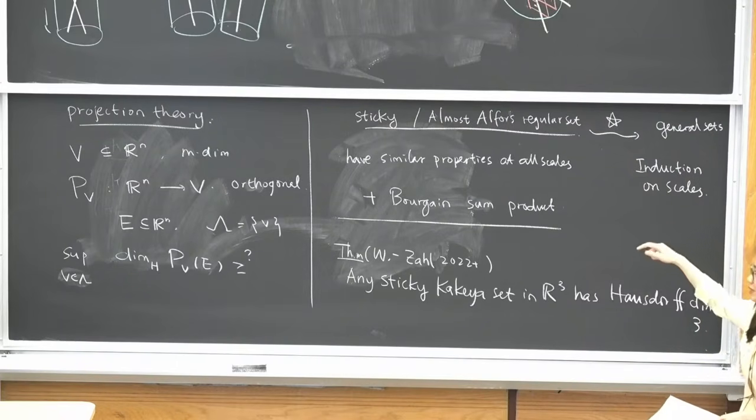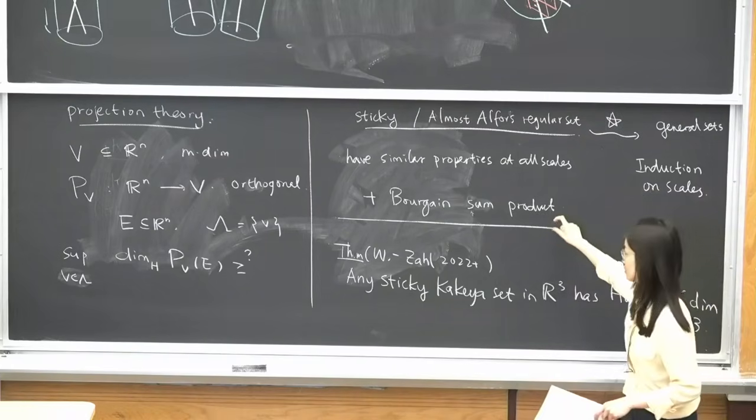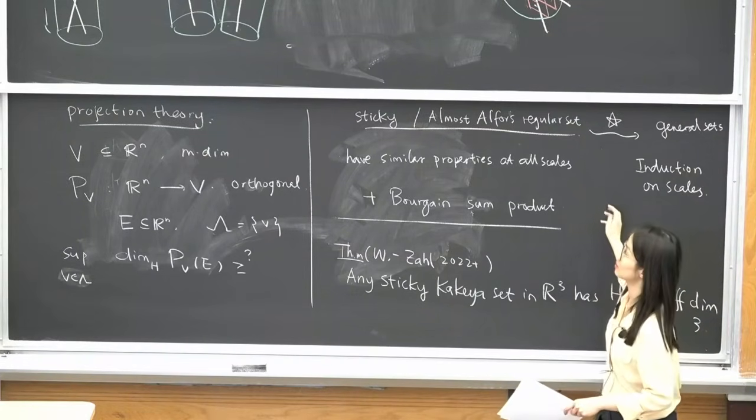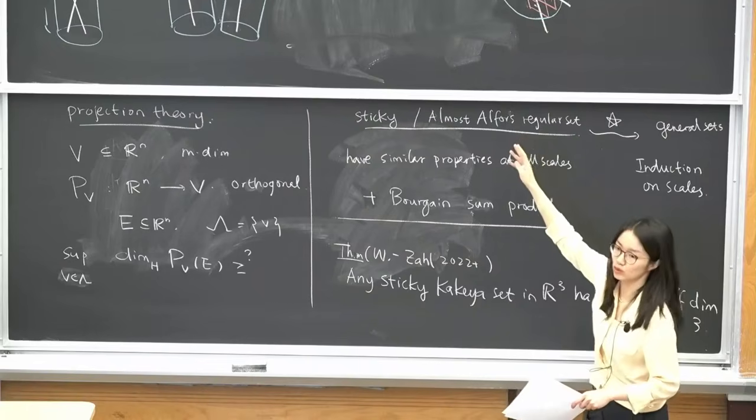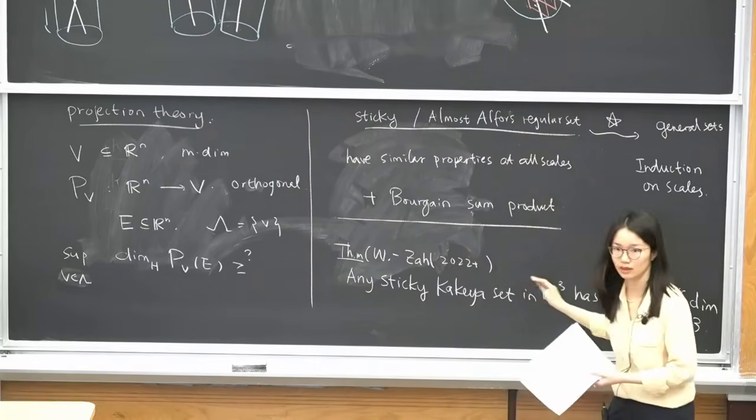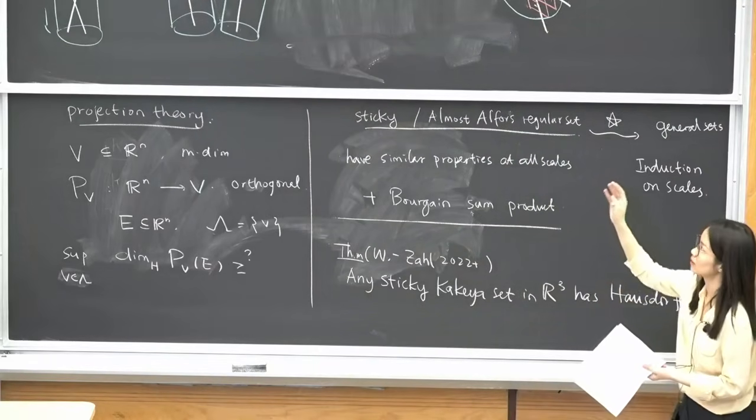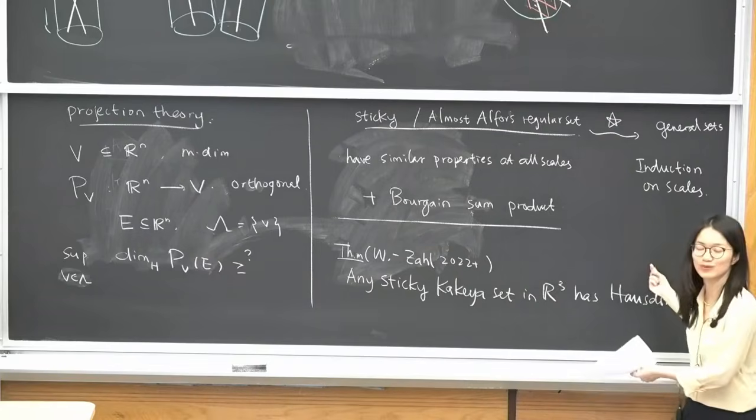The way we show that it's not Kakeya is by applying Bourgain's sum product estimates to say that the Heisenberg group has to lie in C3. Nothing can be like the Heisenberg group in R3.